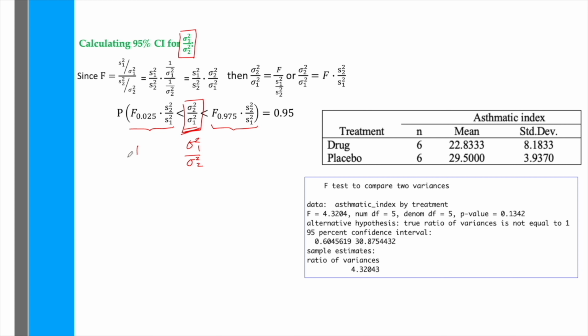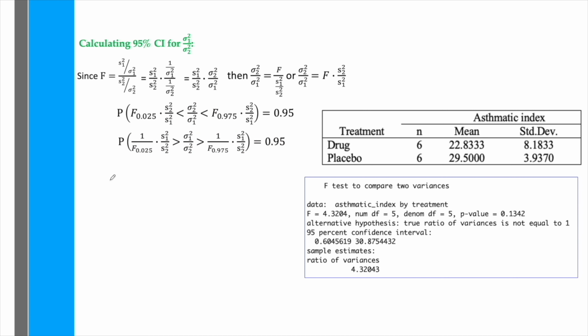So that will be 1 over f with cumulative probability of 0.025, times s squared sub 1 over s squared sub 2, then 1 over the f with cumulative probability of 0.975 times s squared sub 1 divided by s squared sub 2. Now since we get the reciprocal of this side, this one, and this one, remember in algebra, if you have 1 less than 2 less than 3, and we get the reciprocal of these three values, so that is 1, 1/2, and 1/3, this will now be greater than as well as this one. Thus, we have to reverse the inequality, so this will be greater than.